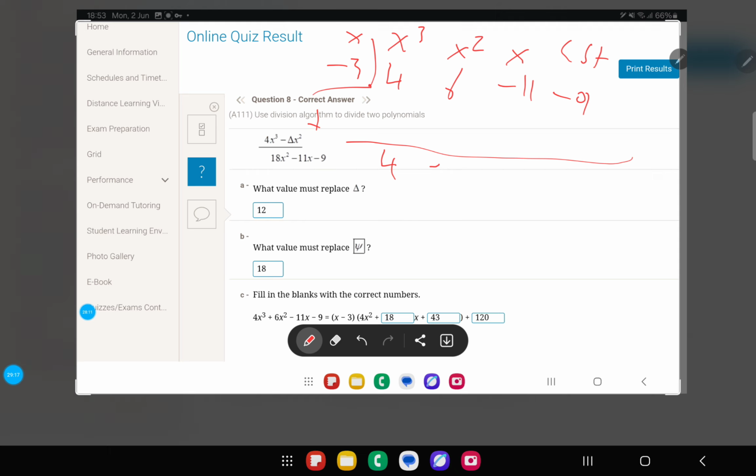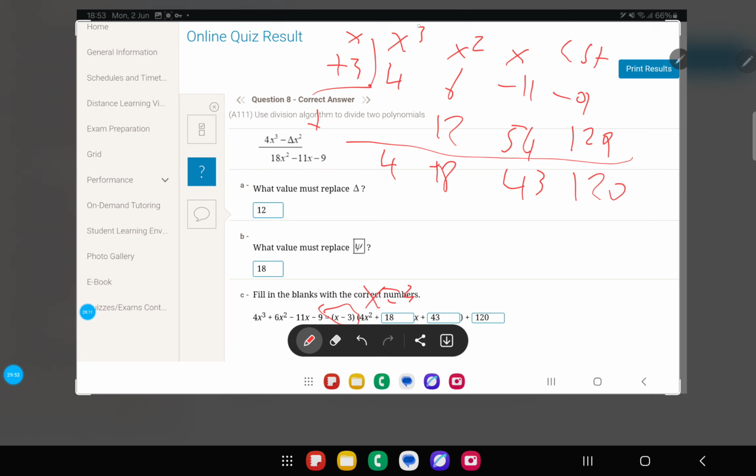Okay, guys, I realized my mistake. My bad. So x minus 3, I forgot to do a very simple thing. We make it x equals 3 to get the root. So it's positive 3 here. So 4 times 3 is 12. 12 plus 6 is 18. Now we do 18 times 3. It's 54. 54 minus 11 is 43. Now 43 times 3 is 129. 129 minus 9 is 120. Okay? So you got the answer.